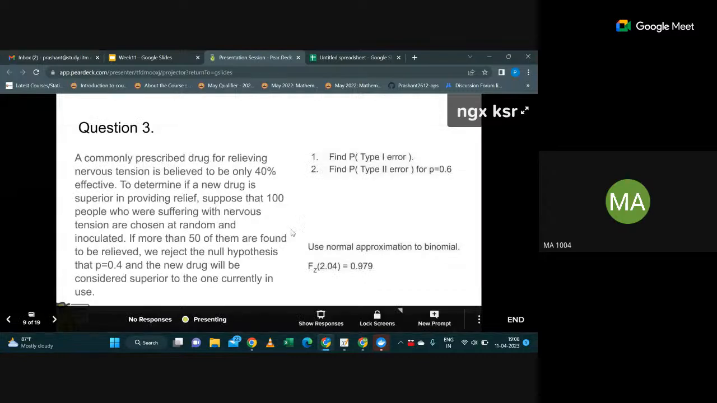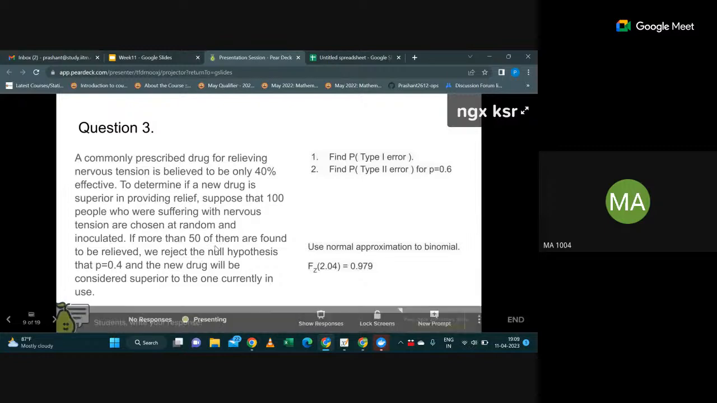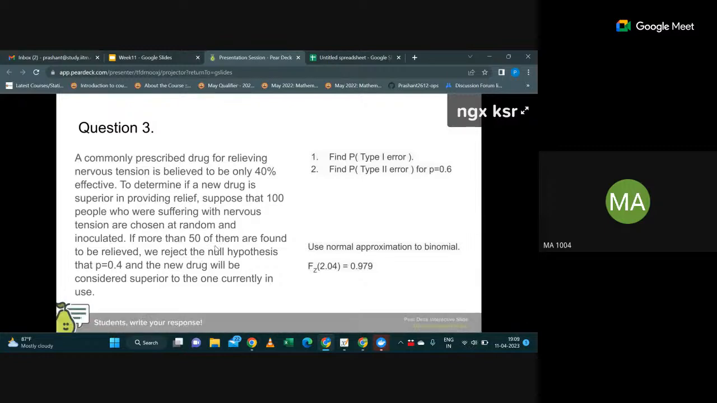Okay, now, great. So this is question number three. It's saying a commonly prescribed drug for relieving nervous tension is believed to be 40% effective. To determine if a new drug is superior in providing relief, suppose that 100 people suffering with nervous tension are chosen at random, and if more than 50 of them are found to be relieved, we reject the null hypothesis. The new drug will be considered superior to the one currently used. So what will be the null hypothesis and alternative hypothesis in this case?